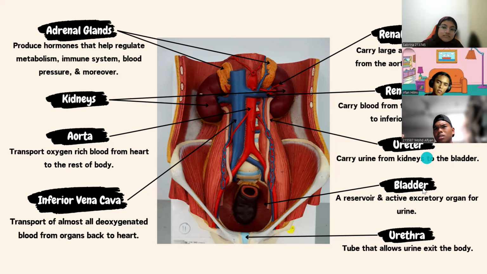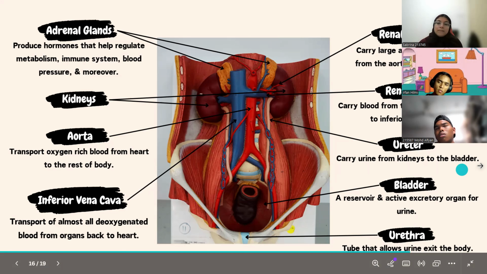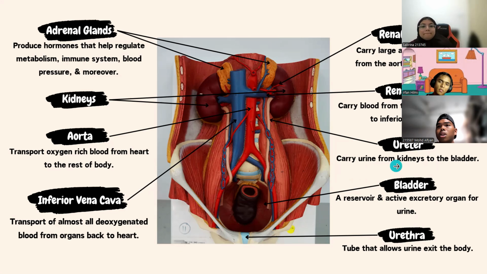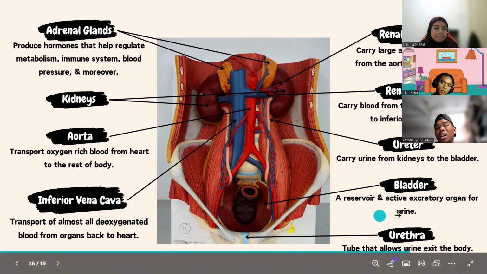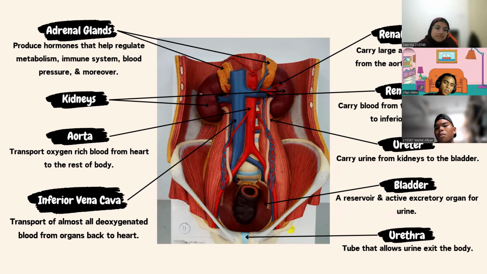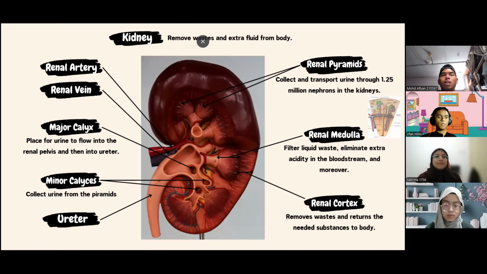And then there is the ureter, a vessel or tube that carries urine from the kidneys to the bladder. And then there is the bladder, a reservoir, an active excretory organ for urine, meaning that it acts as a lake or storage for urine for a short time. If the person wants to pee, then the urine will exit the body through the urethra, a tube that allows urine to exit the body. Okay, then about the kidneys, I mentioned before.